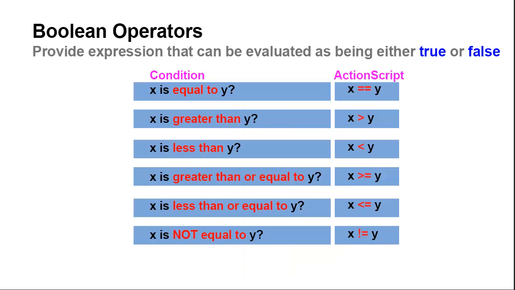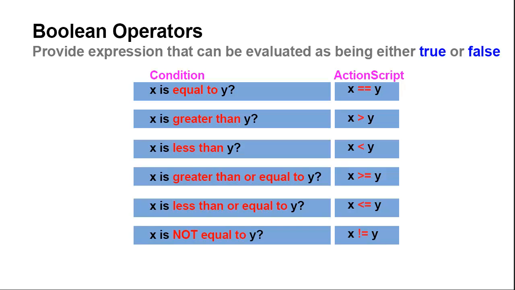Now, rather than numbers, we're usually using variables or some type of container on one or both sides of the condition. So we might be asking, is the value that's currently contained in x equal to the value that's currently contained in y? And you see the ActionScript statement there of x is equal to y. That might be true, it might be false. Then we might say, is x greater than y? And you see the Boolean operator there for greater than, and the Boolean operator for the opposite, which is less than. And then we have these combined operators, greater than or equal to, and less than or equal to, and then finally not equal to.